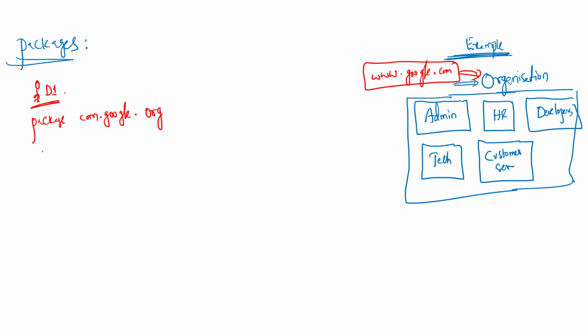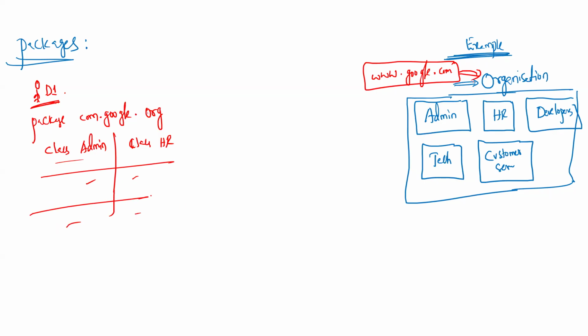Then inside this package, there is one class for admin, with admin related code. And there is one more class, say HR class. Like this, he has taken different classes for each and every different department. This is one approach.